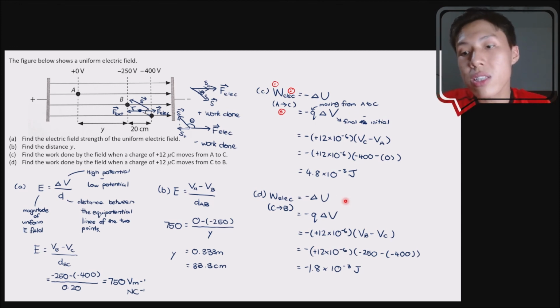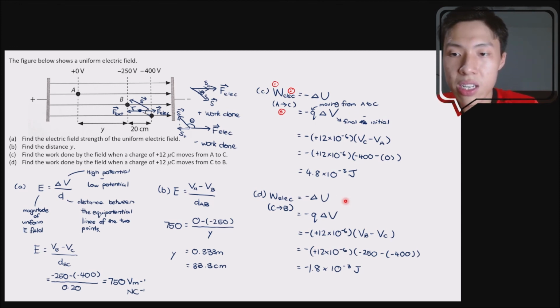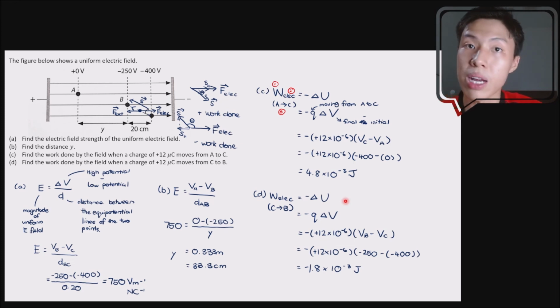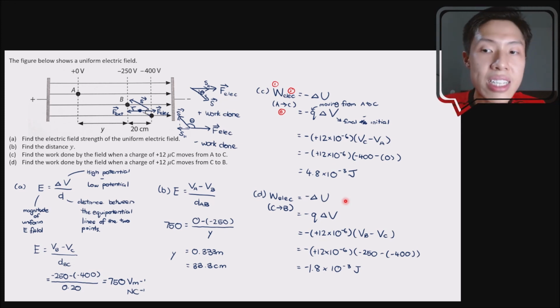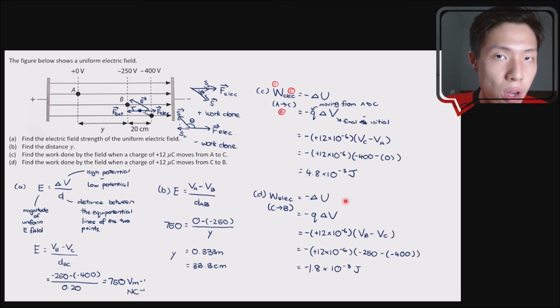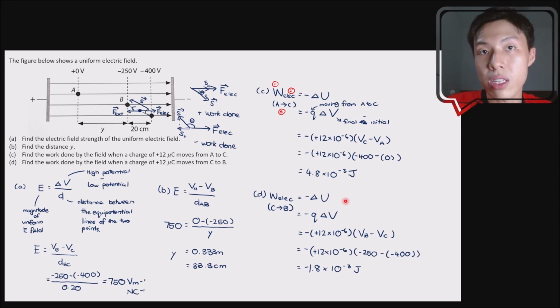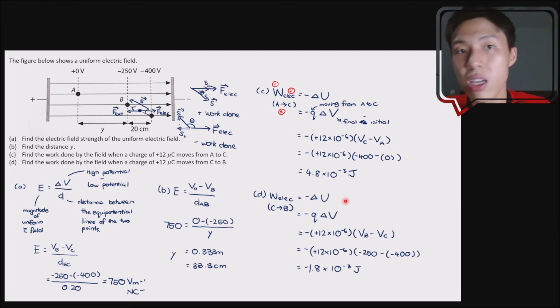If they ask for the work done required, or the work needed, or the work to bring a charge, in that case, they're asking for the work done by external force. Unless they state that it's work done by the field, or the work done by the charge, or work done by the electric force, only then do you do work done by electric field. If they don't mention that, then what they're asking for will be work done by external force, which they usually write as work done required, work done needed, or work to bring, things like that.